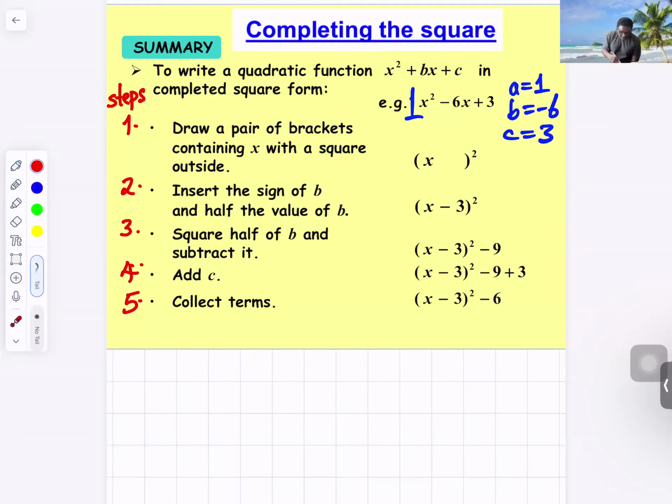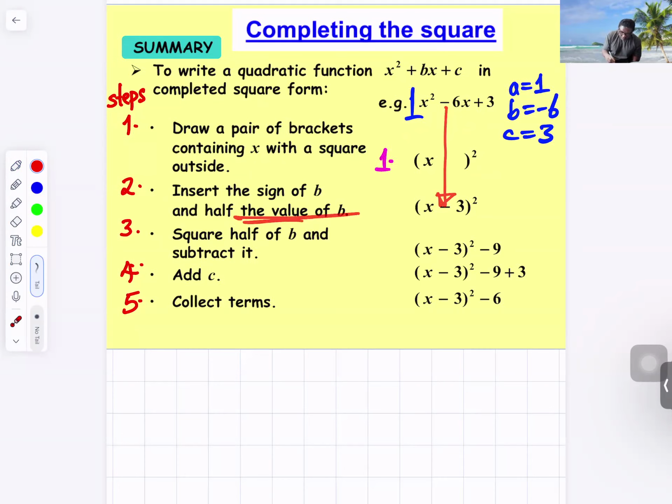So let's follow those steps. Step number 1, you draw a pair of brackets containing x with a square inside. So that's step number 1. Step number 2, insert the sign of B. The sign of B is negative, so we'll put negative.